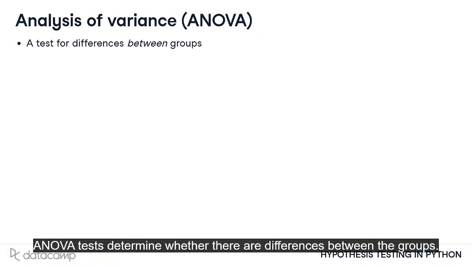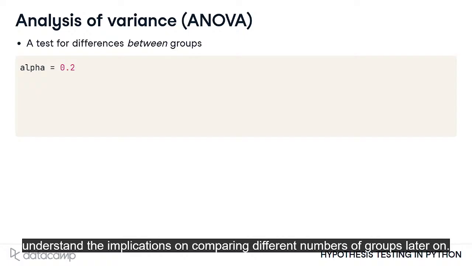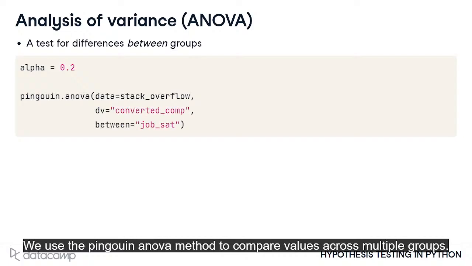ANOVA tests determine whether there are differences between the groups. We begin by setting our significance level to 0.2. This value is larger than in many situations, but will help us understand the implications of comparing different numbers of groups later on. We use the Pingouin ANOVA method to compare values across multiple groups.